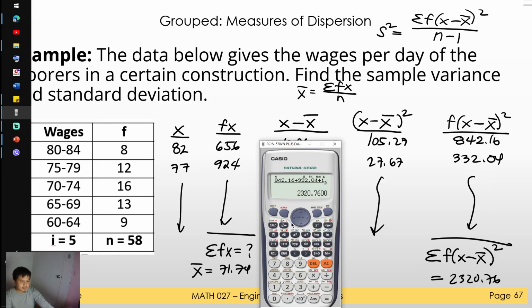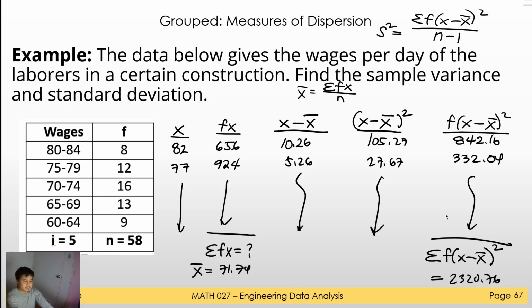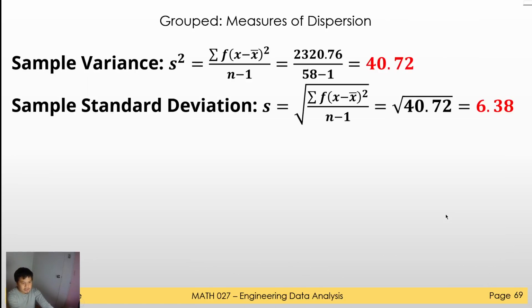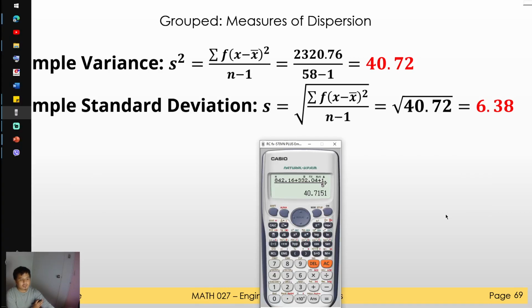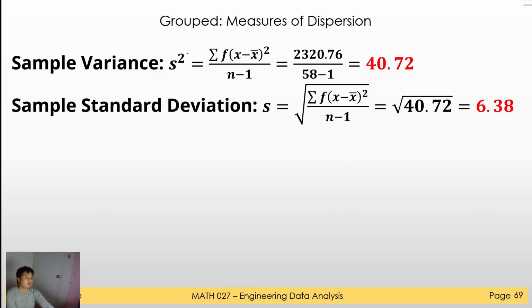We have 58, so we can just use 58 minus 1, which is n minus 1. Therefore we calculate the sample variance, which is 40.72. To find the sample standard deviation, just find the square root of this 40.72. We have 6.38.